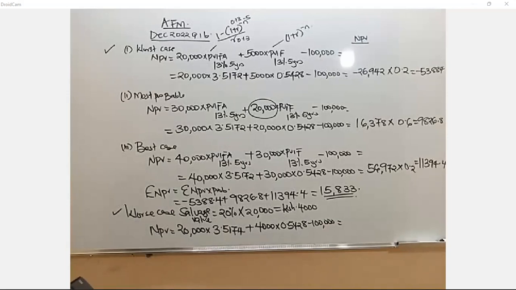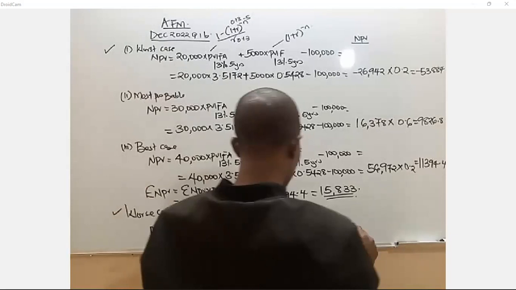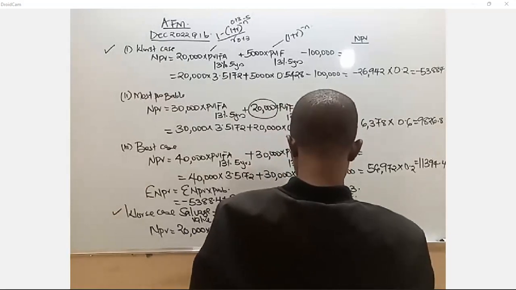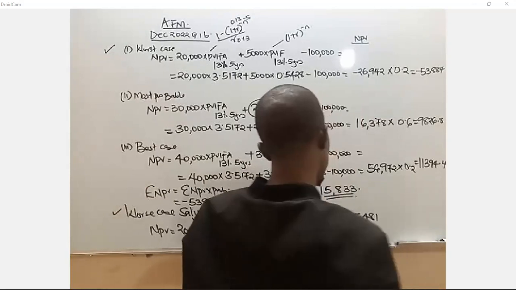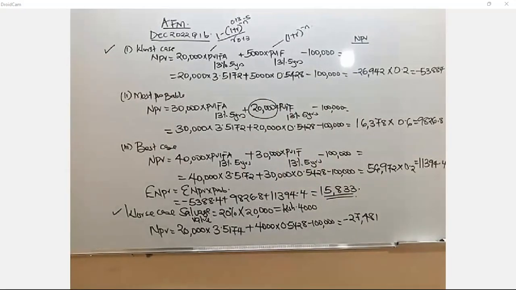Sorry, it will be 20,000 times 3.5174 plus 4,000 times 0.5428 minus 100,000. I'm supposed to be getting something closer to negative 27,481. That is the answer we are supposed to be getting. Now, because this was the negative, and we are analyzing our salvage values using the negative of 80%, when you go to the best case now.